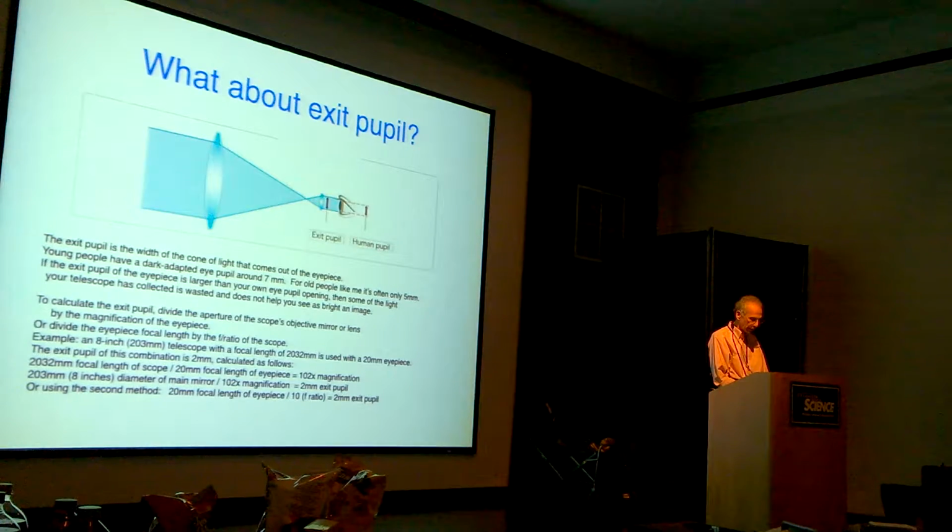2,032 millimeter focal length of the scope divided by 20 millimeter focal length of the eyepiece gives you 102 power magnification. 203 millimeters or 8 inches diameter of the main mirror divided by that magnification tells you 2 millimeter exit pupil. The second method is to take the 20 millimeter focal length of the eyepiece divided by 10, the F ratio of the telescope. Same answer, 2 millimeter exit pupil.